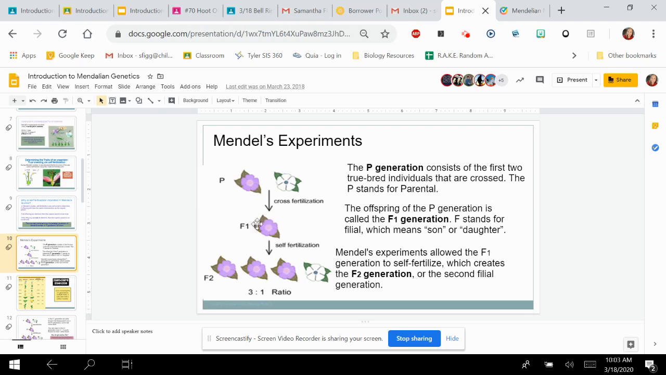So then he took this offspring and crossed it with itself, another self-fertilization. And when he did that, he saw this white gene come back out. So the white gene isn't necessarily lost, but it is covered up in some way. So you had 3 purple and 1 white come out of the self-fertilization of this F1 generation. So he knew, okay, purple must be dominant, but the white doesn't get destroyed.